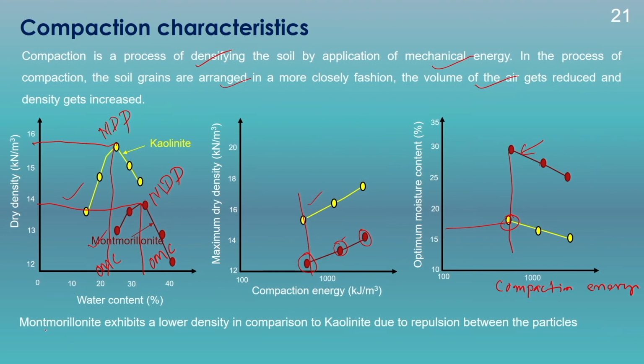So, the montmorillonite exhibits a lower density in comparison to kaolinite due to the repulsion between the particles, which does not allow the particles to come to a closer spacing, therefore increasing the separation between the particles, which results in a decrease in the density of the montmorillonite soil.